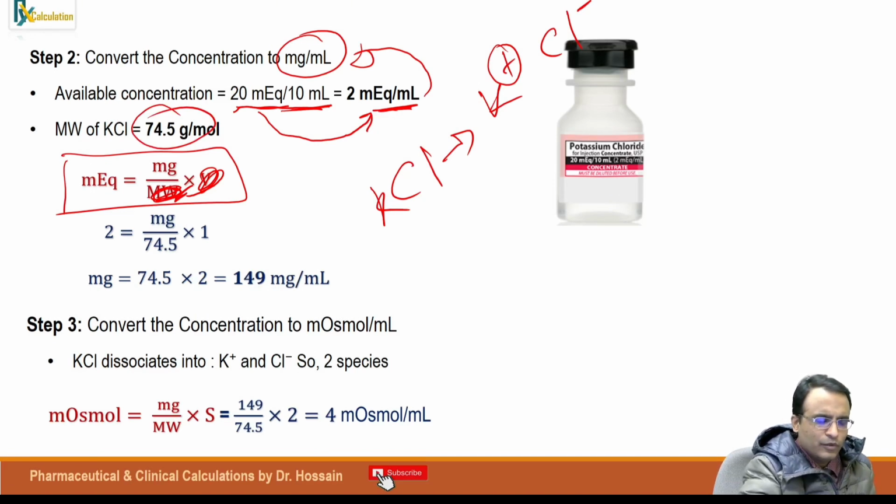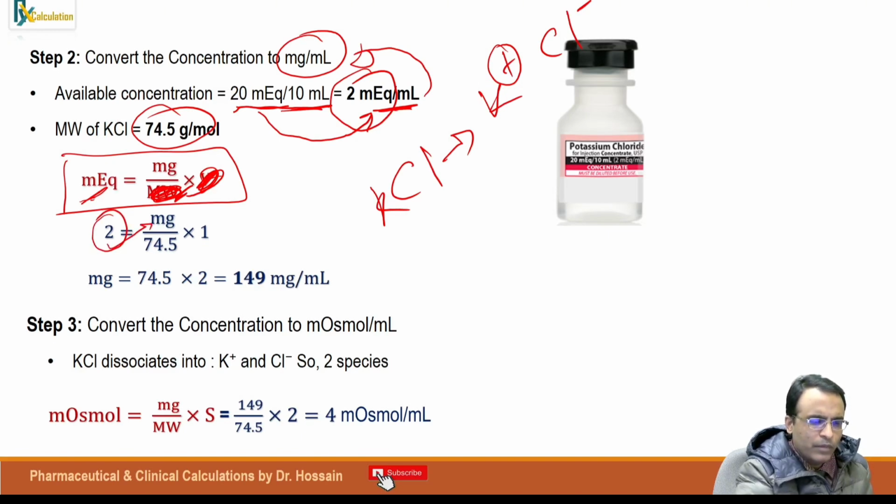As I said, if you see the equation, the molecular weight and the valence are fixed. So we have only two different terms, milligram and milliequivalent. So if you know the milligram, you can convert to milliequivalent. Or if you know the milliequivalent, you can convert to milligram. In this case, we know the milliequivalent. So simply we can plug in the milliequivalent and convert it to milligram, because as I said, the molecular weight and the valence are fixed. It's based on the salt and we cannot change it.